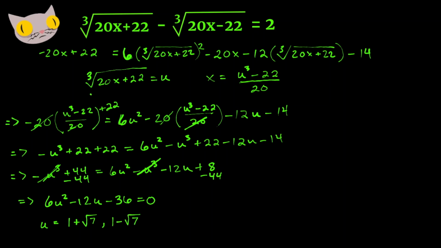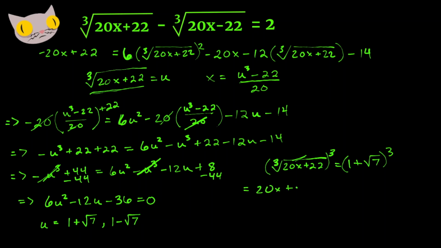Now let's substitute back our original u value. So starting here, we have the cube root of 20x plus 22 is equal to 1 plus square root 7. Let's cube both sides to get rid of the radicand. That gives us 20x plus 22 is equal to 22 plus 10 times square root 7.